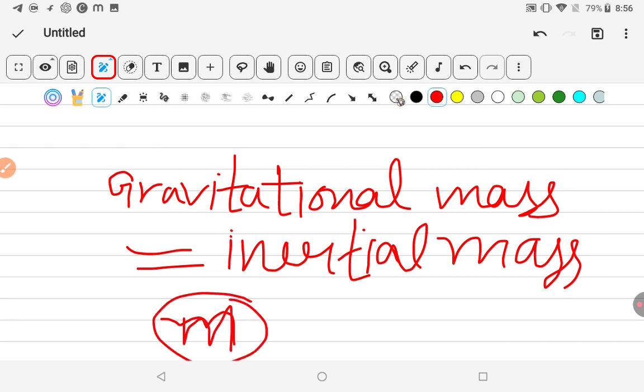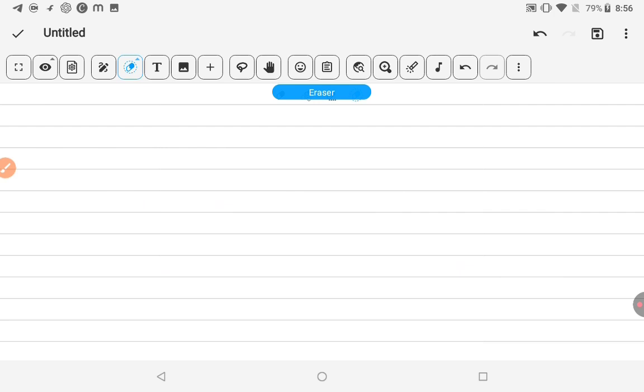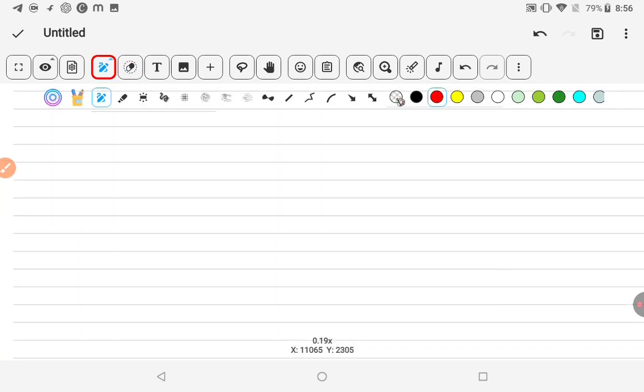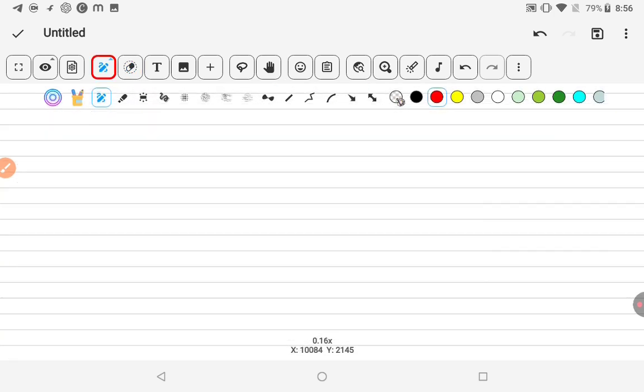Okay, now how do we know whether the force is... we must have the knowledge about it, at least, even though it's not actually needed, whether the mass is inertial or gravitational, but we should know. Okay, so how to know whether the force is inertial or gravitational? You will find it out from the question itself or the formula.